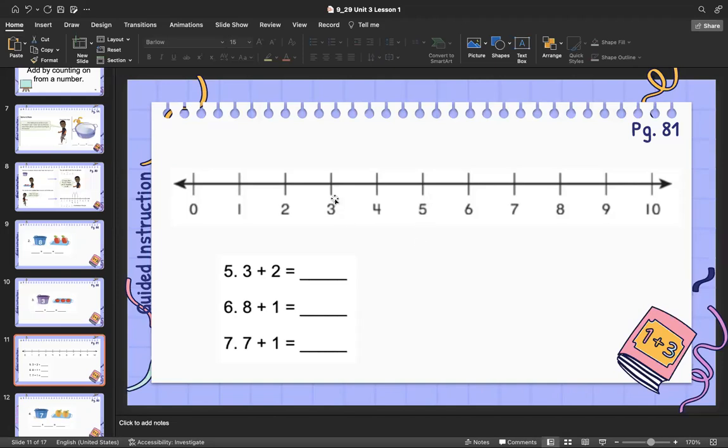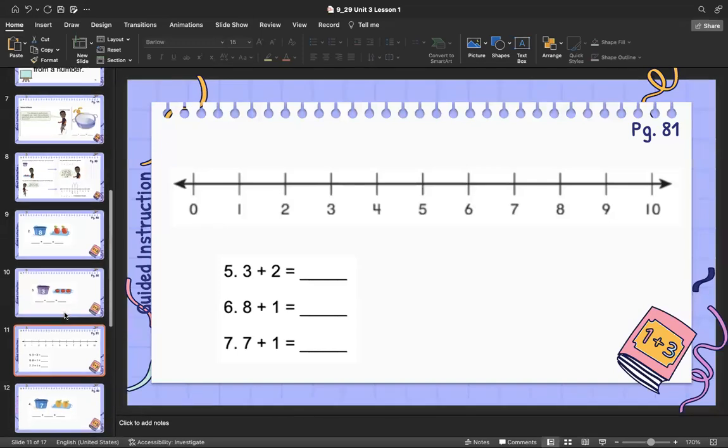Sometimes when I was in my brick and mortar classroom, I'd allow my students to get a small little toy, and then they can start at a specific number and physically jump, almost like hopscotch, to the number, jumping how many spaces to. So think of it as hopscotch on the number line. Pause and work out the questions.